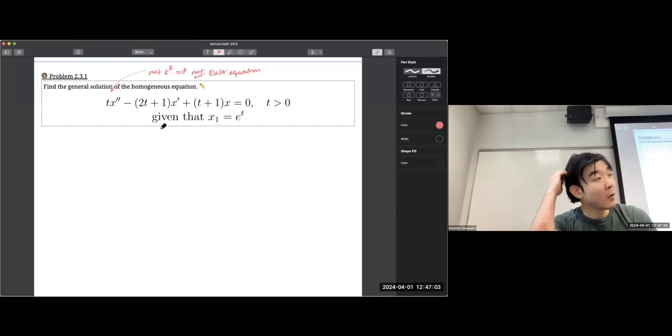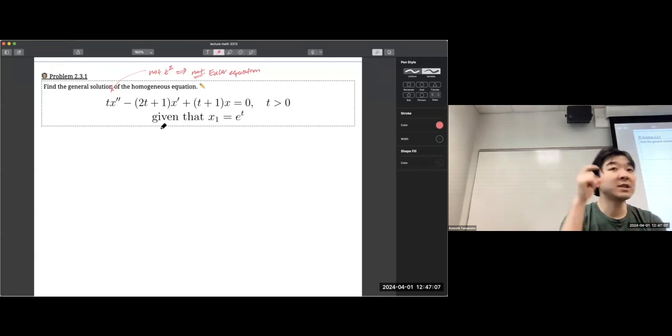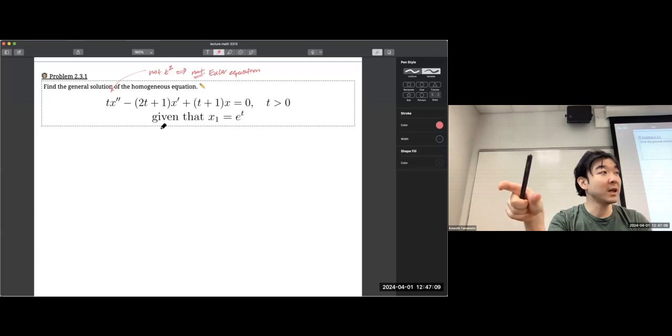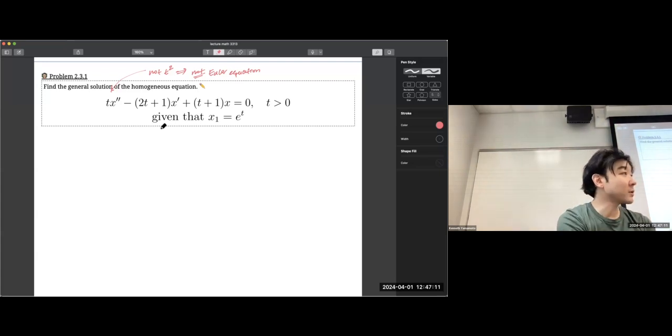But reduction of order is a general method that allows you to take one homogeneous solution and build the full general solution. Of course, you wouldn't know unless I told you, but if I were to hypothetically give you, ahead of time, that one of the homogeneous solutions is e to the t, that's all you need for reduction of order. You just need one homogeneous solution.